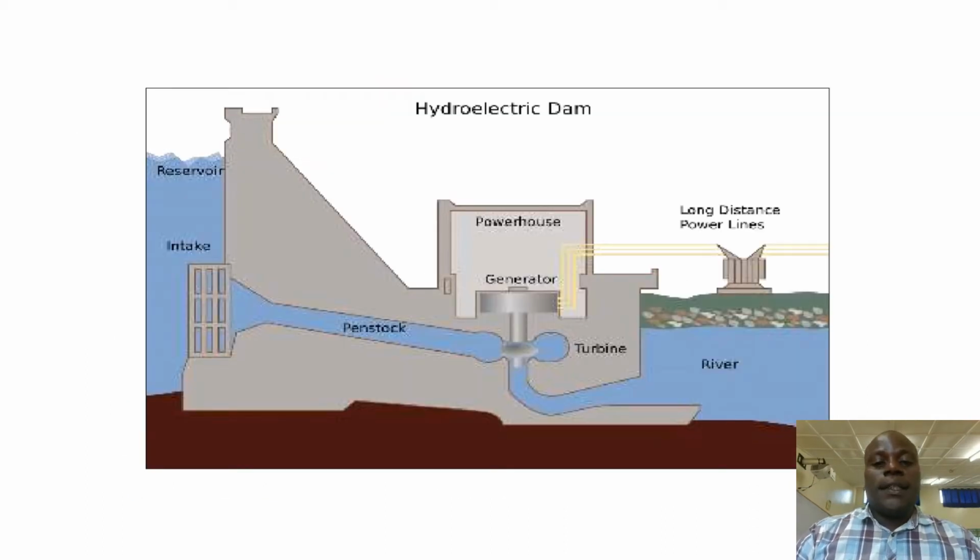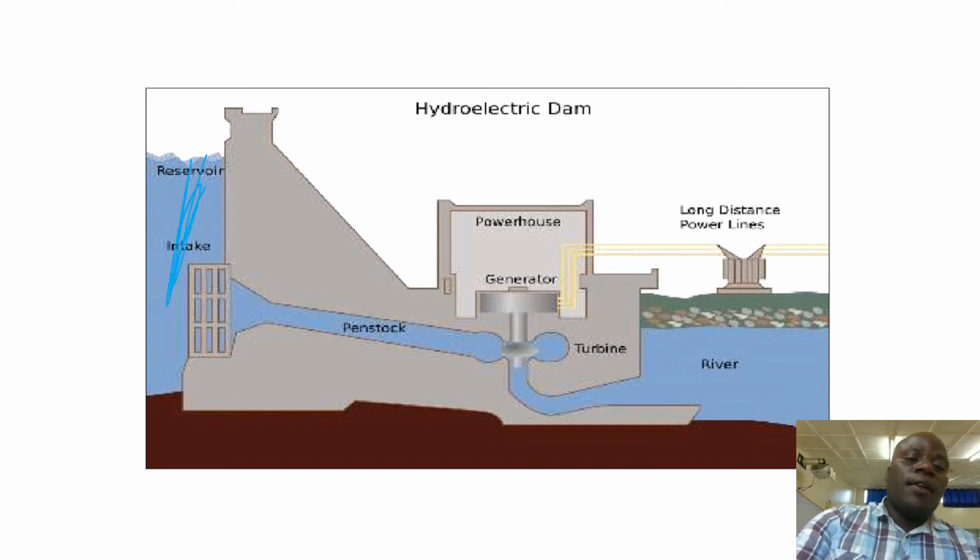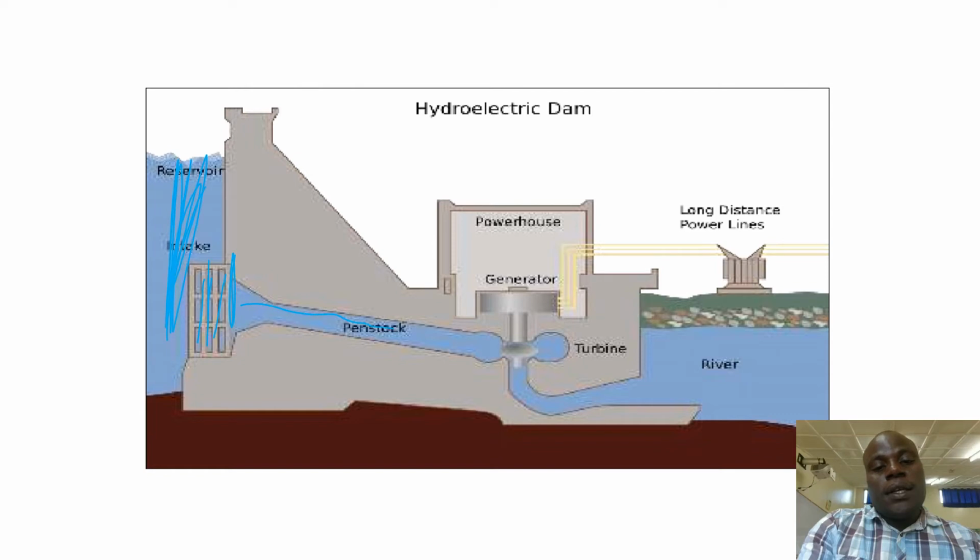What I've spoken and explained is summarized on this diagram. This is a reservoir where water collects behind the dam, and the dam has a gate which is here. The gate allows water to pass through a penstock. From the penstock, water hits the turbine. The turbine rotates, or the blades of the turbine rotate.